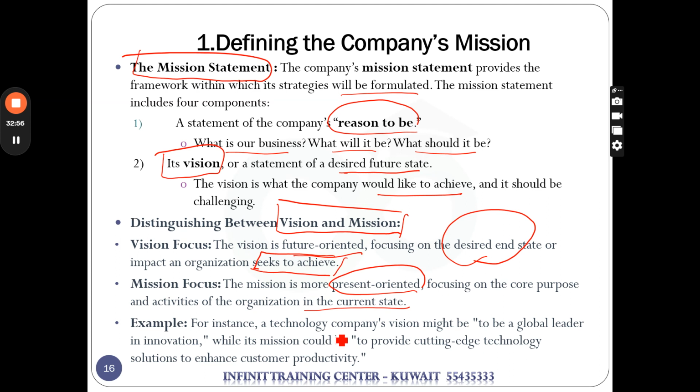For example, here we can see a technology company's vision might be to be a global leader in innovation. That is the vision of the company. The company needs to be a global leader in innovation, while its mission will be to provide cutting edge technology solutions to enhance customer productivity. So it is a continuous activity that is going on, providing cutting edge technology solutions to your customers. So that's the difference between mission and vision. Vision is focusing on the future and mission is mainly focusing on the present.